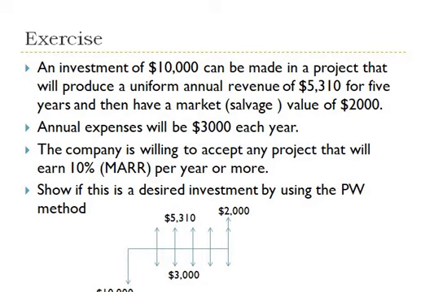Now I have annual expenses of $3,000. This is a negative value. It's something paid. The company is willing to accept any project that will earn 10%. This is the MARR. You see, 10% per year or more. At least I will agree on taking 10%. If it's more, then this is better. Show if this is a desired investment by using the present worth method.